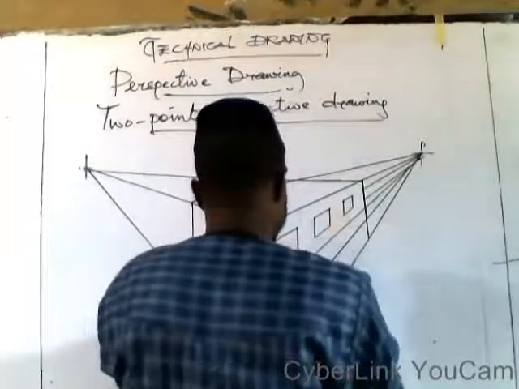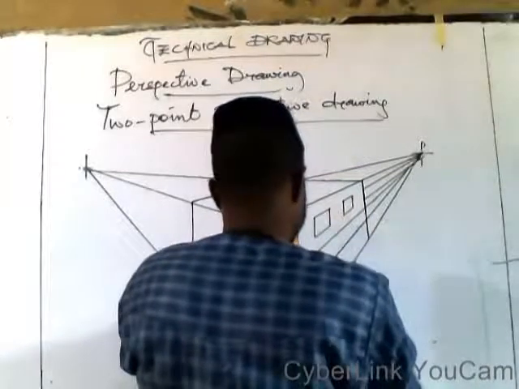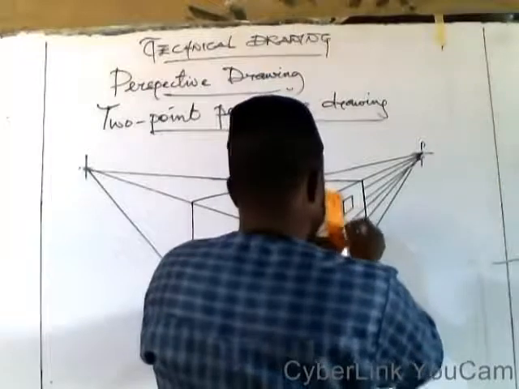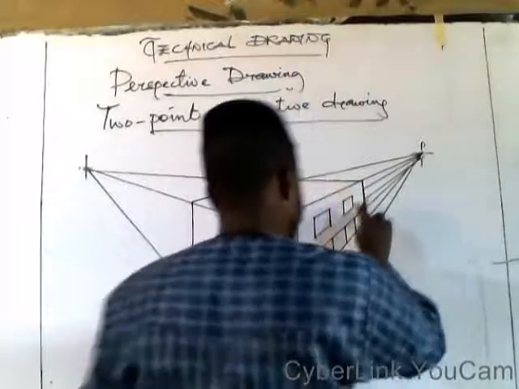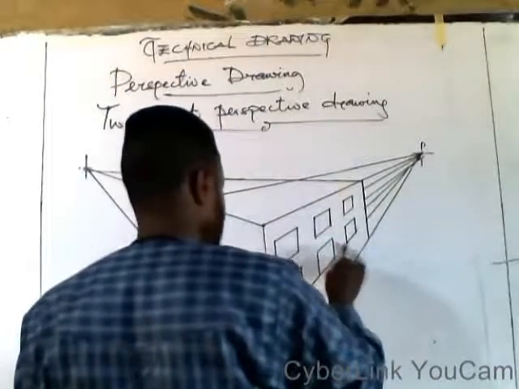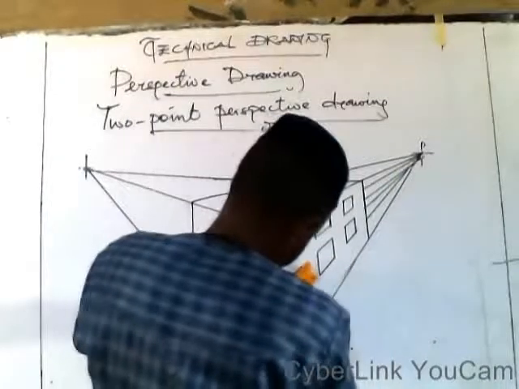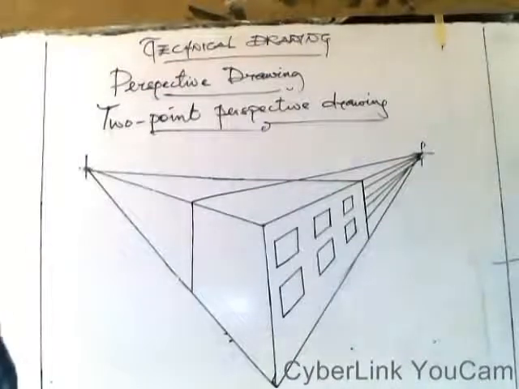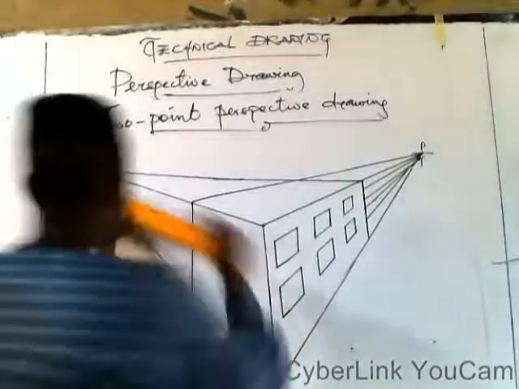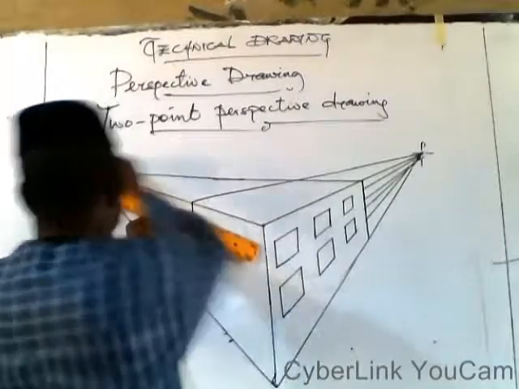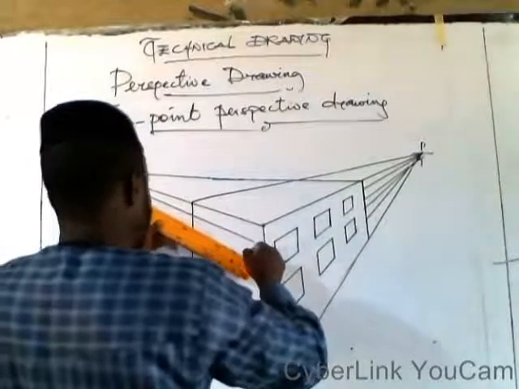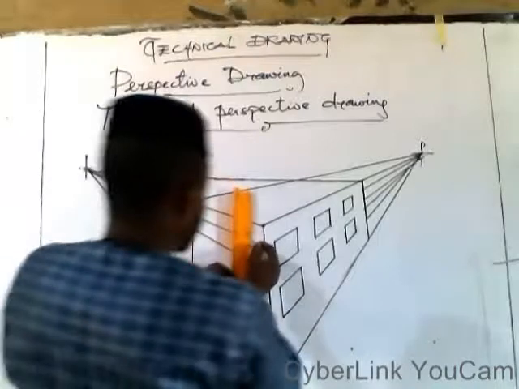So that is the window for that side. Let us say that we have a window here, we have a window here and a door as well. So we do the same thing for this place. You vanish from this point, then to where you are having your building, from another line from the vanishing point. So make this one as usual.